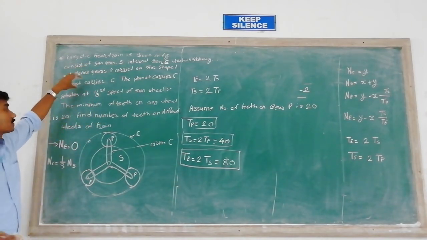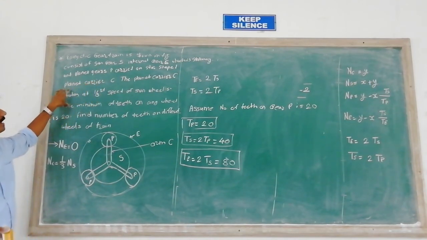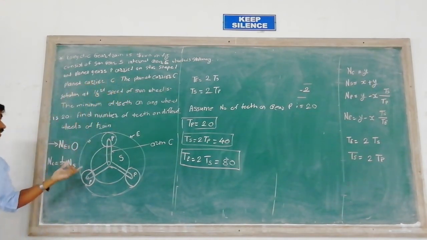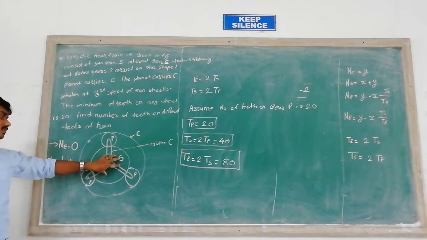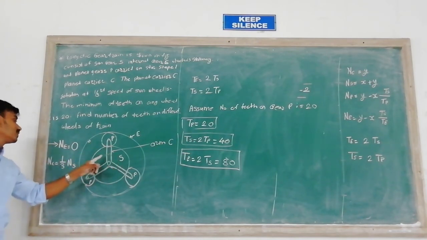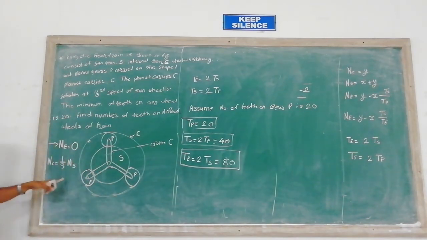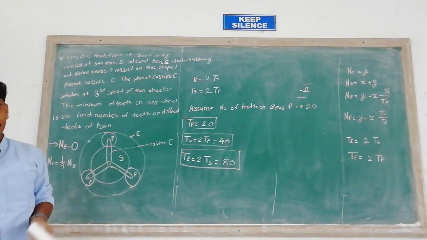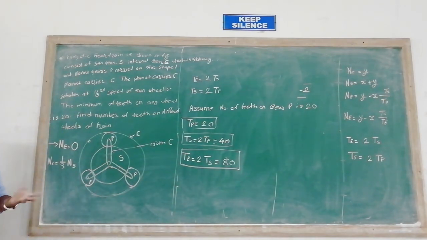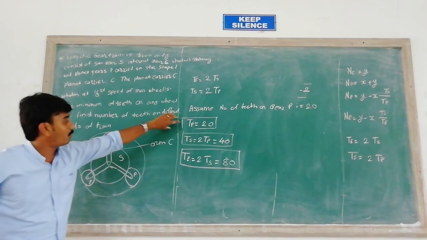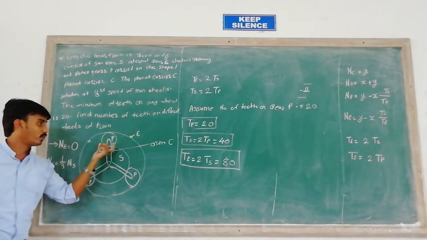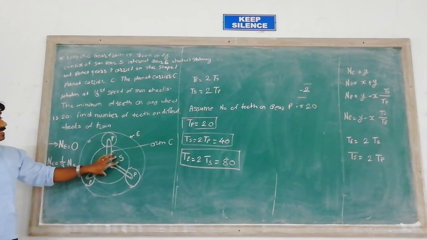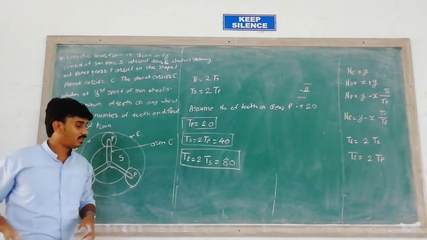to satisfy this condition, that is when arm C is rotating 1/3 times the speed of the gear S. So this is the overall numerical. Such type of numerical will be asked in a final exam for 6 to 8 marks, or sometimes for 10 marks also. So in this way we can solve this numerical, and we have found that the number of teeth on gear P is 20, the number of teeth on the sun gear is 40, and the number of teeth on gear E is 80.